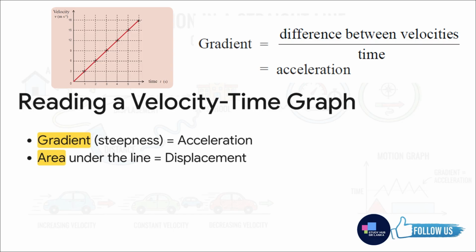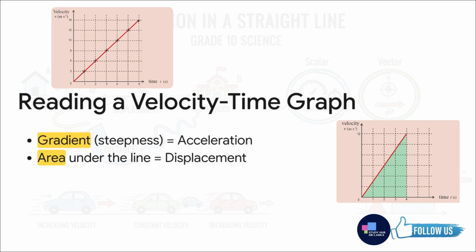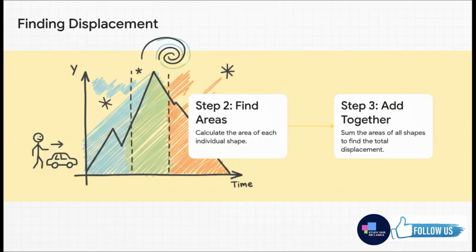Rule 1, the steepness of the line, what we call the gradient, tells you the acceleration. Rule 2, the total area underneath the line tells you the total displacement. That's it. So what do we do if the area under the graph is a weird, complex shape? It's actually really simple. You just break it down. You divide that big, weird shape into smaller, simple shapes that we know how to work with, like triangles and rectangles. Then you just find the area of each little piece and add them all together at the end.